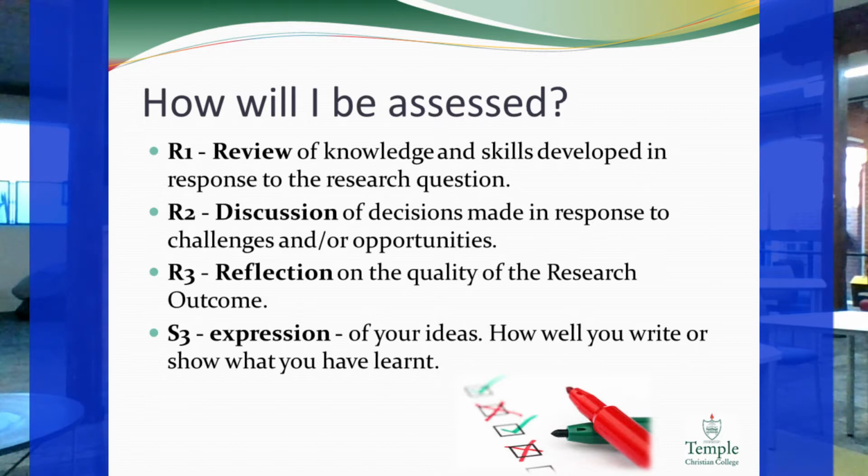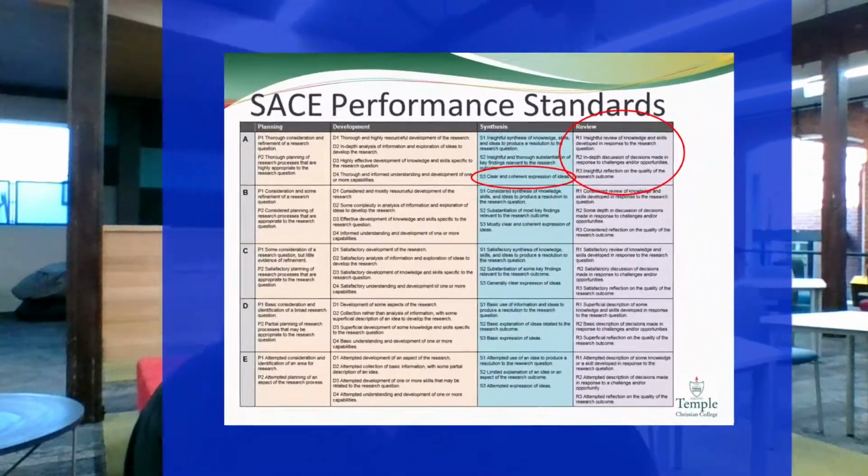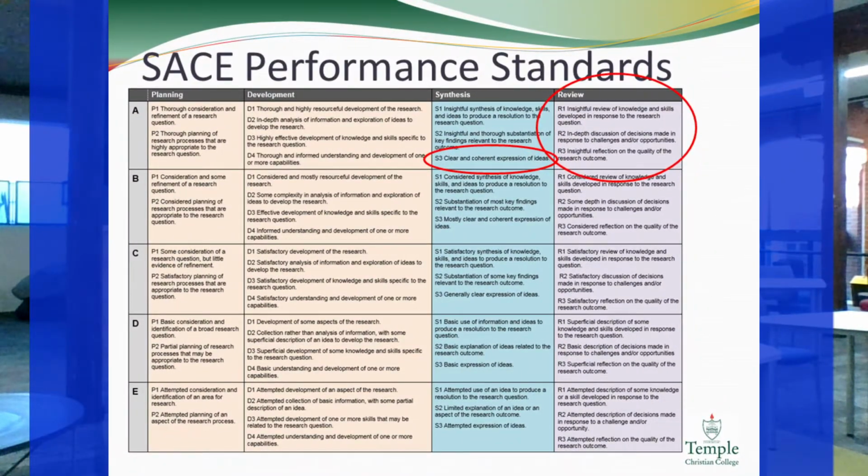All of this is summed up with S3, which is about your expression of your ideas, how well you wrote or talked about or shown what you have learned. Looking at that in more of the performance standards that you might be familiar with is the A grade here at the top. On the right hand side, the review, R1, R2, and R3, and S3 for synthesis. So that's what you are being assessed on for the review.